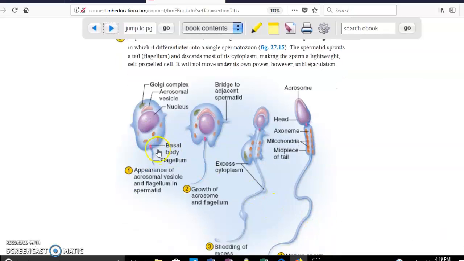So right here you see the steps or the processes by which the spermatozoid is created. You can see that you have a head, a body, and a flagella. The head has this top part called the acrosome. In there, the spermatozoid is going to have enzymes that will allow the spermatozoid to penetrate the ovule.